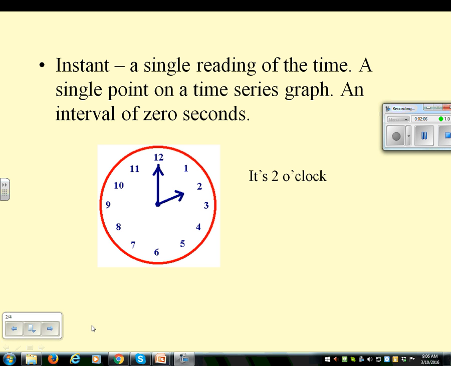And this is going to come up when we start talking about average velocity, which we've already talked about yesterday. And then tomorrow when we start talking about instantaneous velocity, which is the velocity at a specific instant.